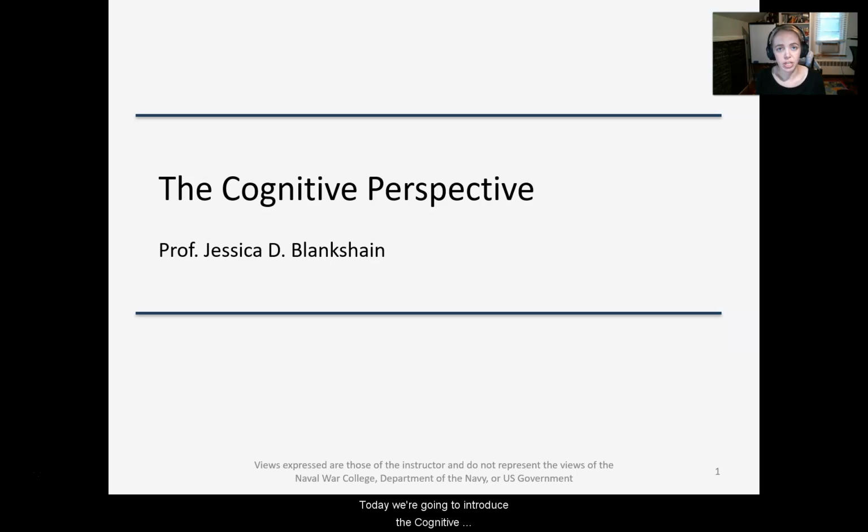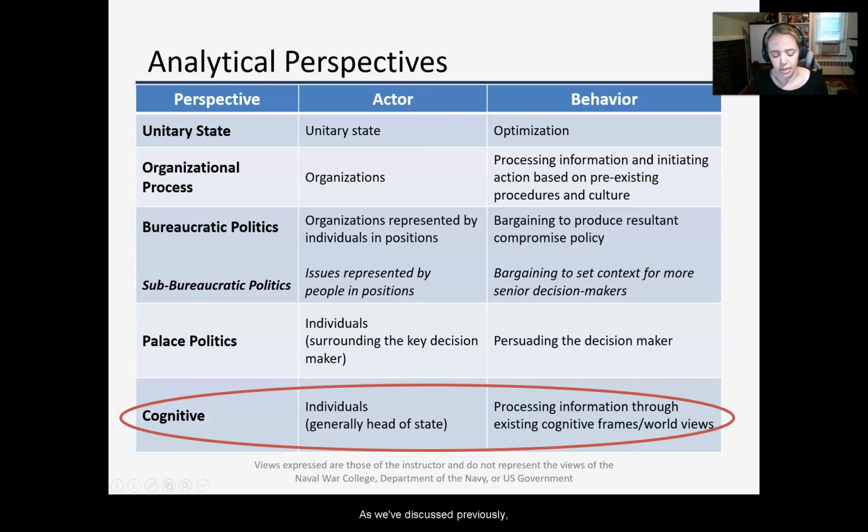Today, we're going to introduce the cognitive perspective. This is intended to complement your assigned reading from Chapter 4 of your Decision Making in American Foreign Policy textbook. As we've discussed previously, in this course, we use a number of analytical perspectives to isolate key actors and behaviors that help us understand foreign policy decision-making.